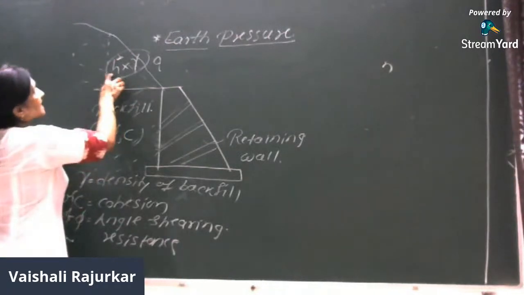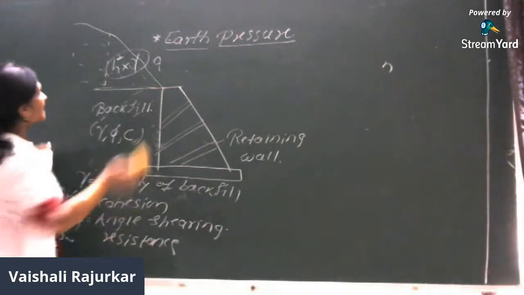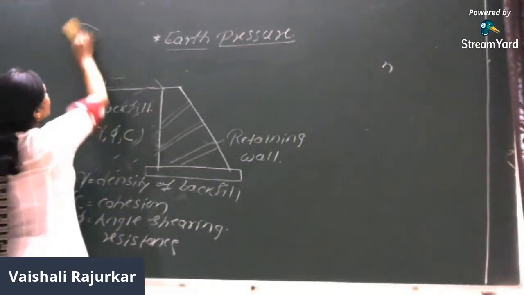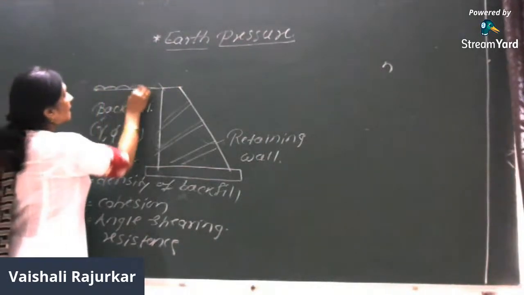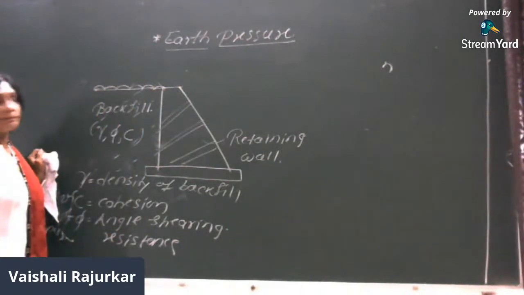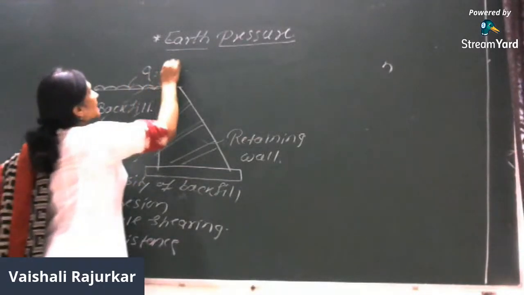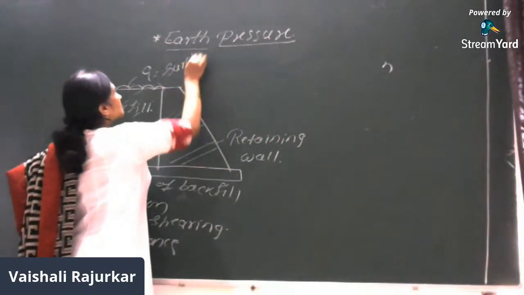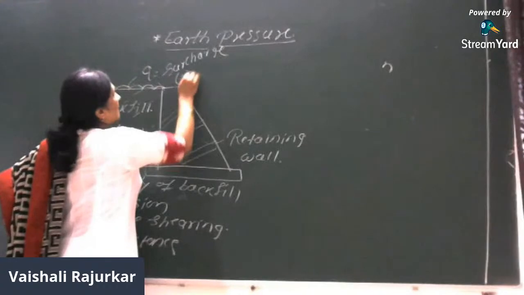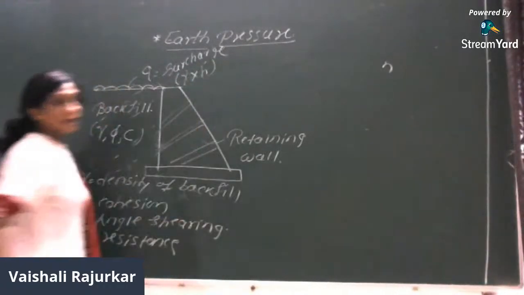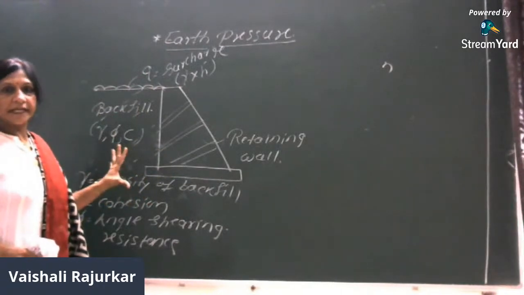We will consider this product as Q, and that Q is the equivalent surcharge load. That equivalent surcharge load we will remove and place over the top of the horizontal backfill, and it is denoted with Q. So this Q is the surcharge, which is gamma into H average. So these are the three components of this retaining wall.